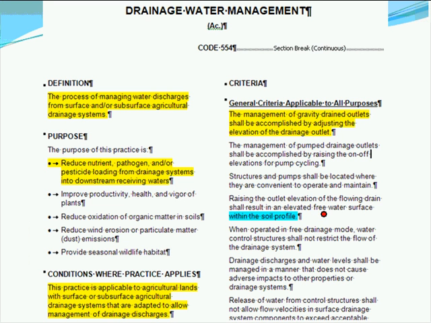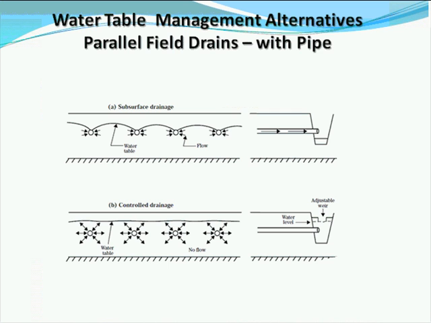Our drainage water management standard at this time only applies if you are controlling a water table elevation. And that's done under criteria applicable to all purposes. Raising the outlet elevation of the flowing drain shall result in an elevated free water surface within the soil profile. So a purely surface drain system is not something that's going to apply for water table or for drainage water management. However, a combination surface and subsurface system could.